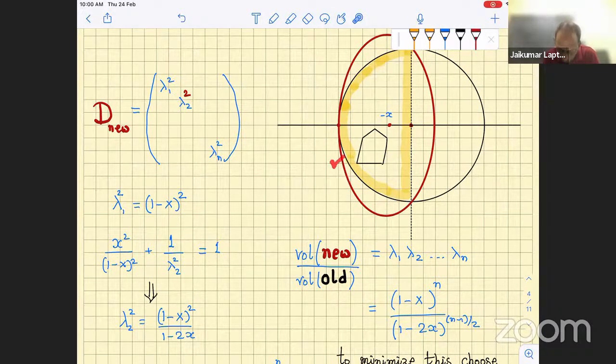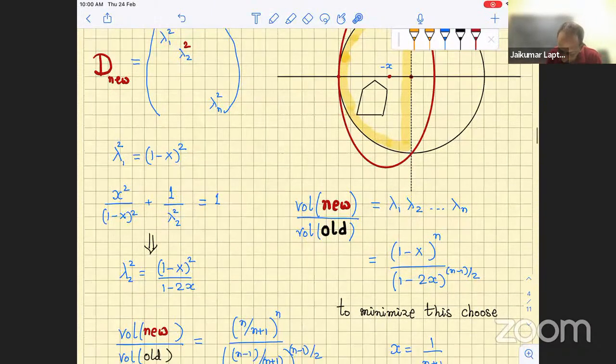So I'm going to write the volume of this new ellipsoid on top and the volume of the old ellipsoid on the bottom. What we have done is we have scaled the ellipsoid by lambda1 in one direction, and by lambda2 in all the other directions. In n-1 directions, we have scaled it by lambda2, and in one direction, we have scaled it by lambda1. So we write 1 minus x once, and then 1 minus x by square root of this.